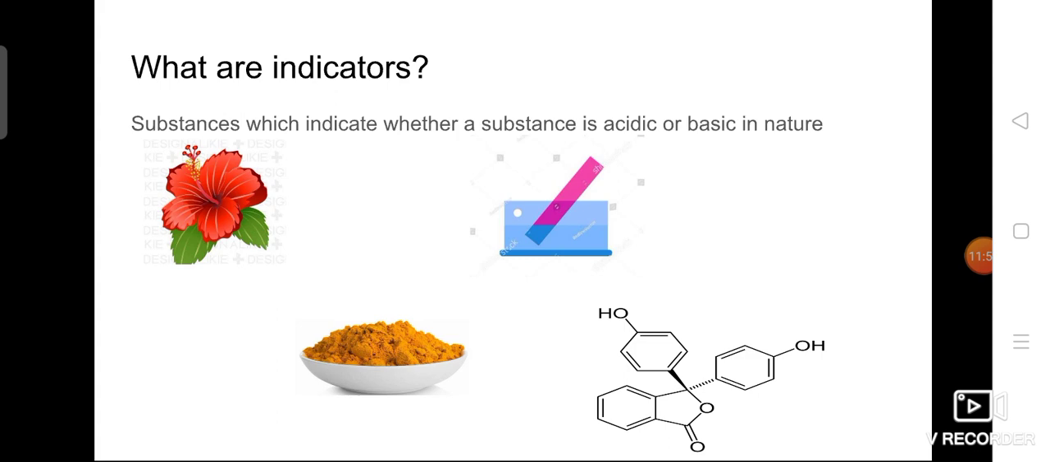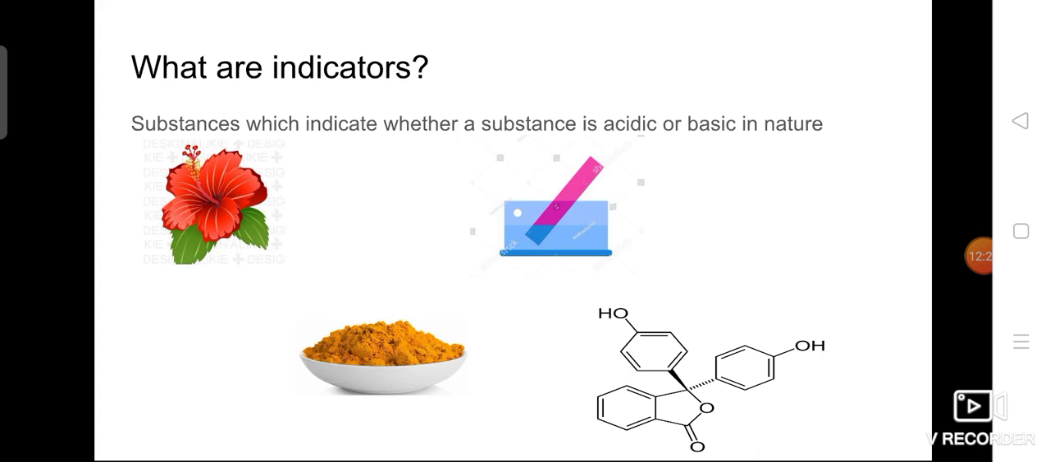Okay, what you have to do? You are going to add that indicator to the substance. If student A is getting red and student B is getting blue, what does that mean? Both have different substances. That is, one of them is acidic and one of them is basic. Suppose both get the same red color, then definitely they have the same acidic substance or the same basic substance.